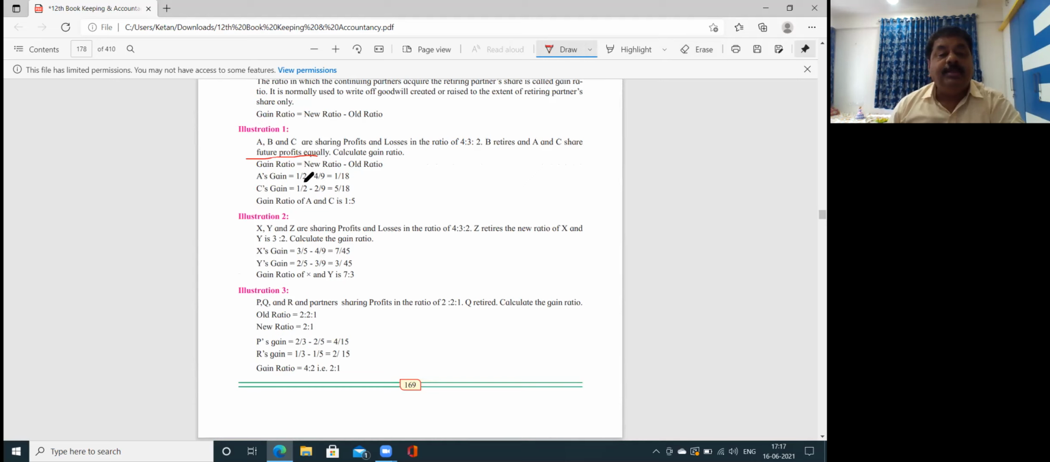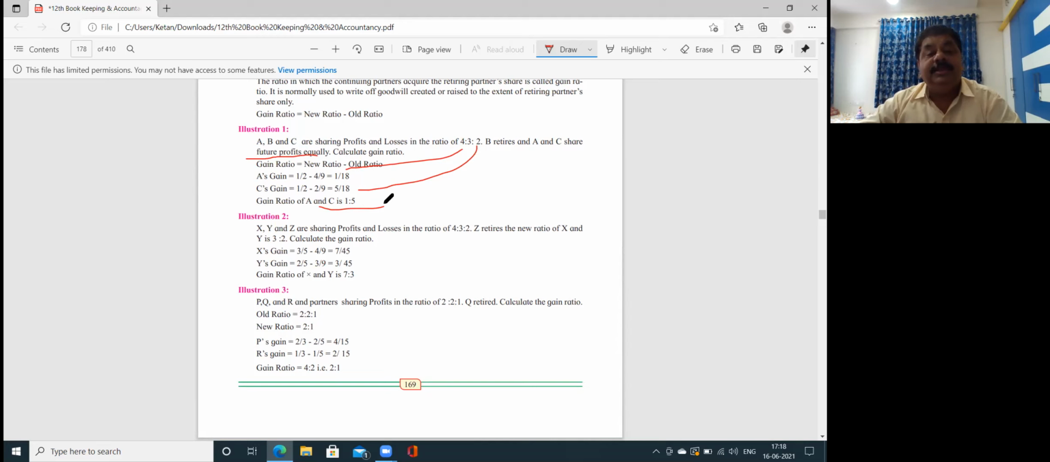Half for A. New ratio minus old ratio, 4 upon 9. So it is coming 1 upon 18. Then for C the gain ratio is half, new ratio minus 2 upon 9, that is coming 5 upon 18. So what is the gain ratio? It is 1:5. Gain ratio कितना आ गया? 1:5. Which is useful for writing off the goodwill. Rather, we can say adjusting the goodwill. That is the correct word. Not writing off the goodwill, but adjusting the goodwill.